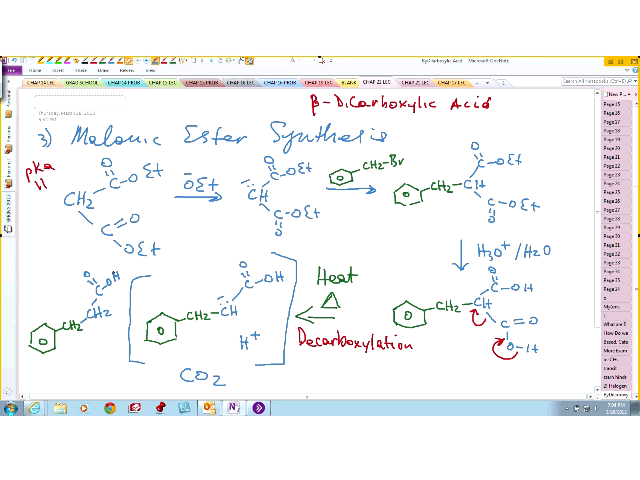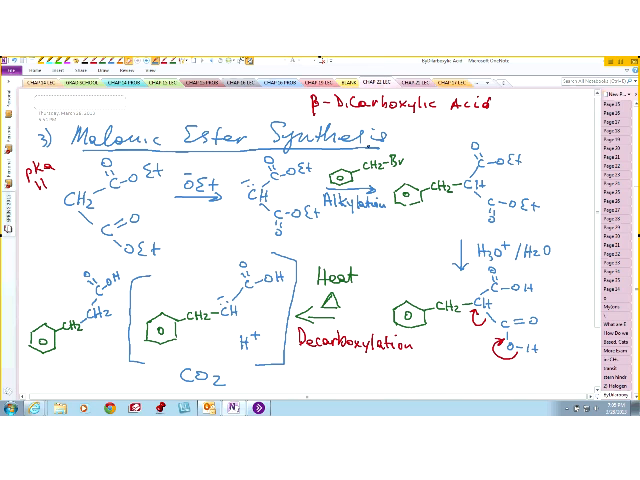So what have we done? This process, in which we started with the malonic ester, we formed the enolate anion, we did the alkylation. This is alkylation right here. Then we did the acid catalyzed hydrolysis of the diester to the diacid, and then we applied heat to remove carbon dioxide to eventually obtain a carboxylic acid. This reaction is known as the malonic ester synthesis. That process is called malonic ester synthesis.